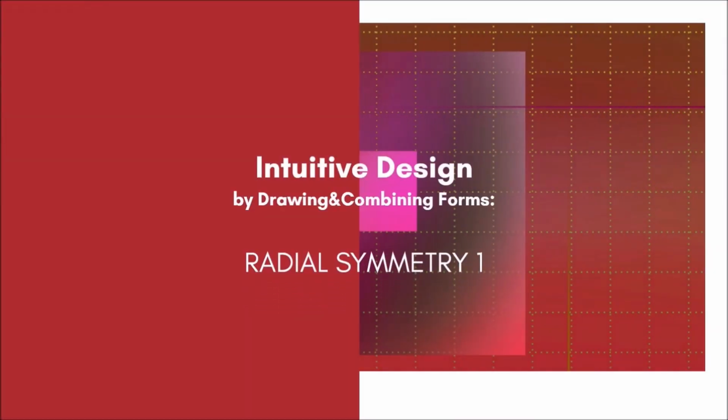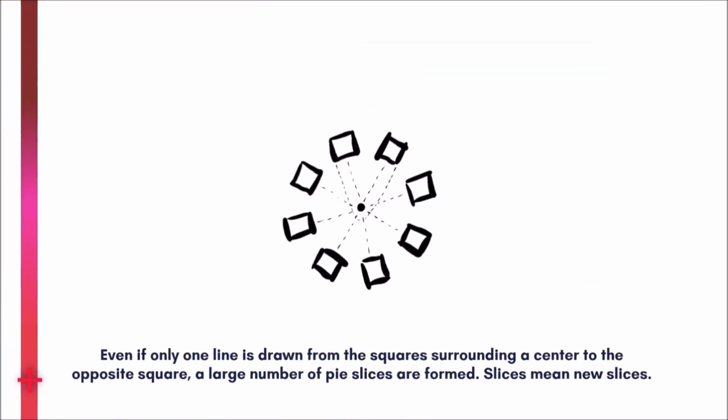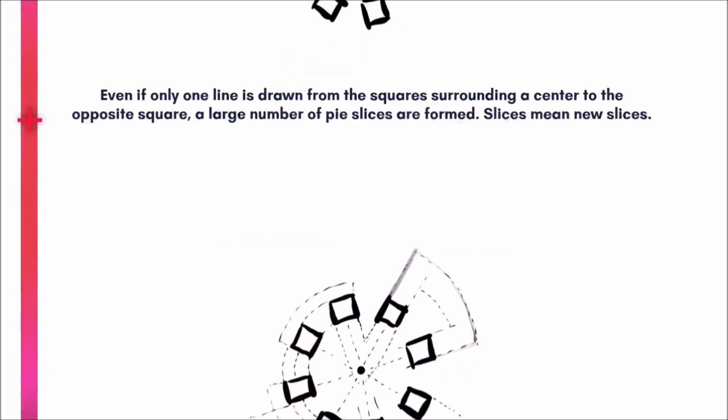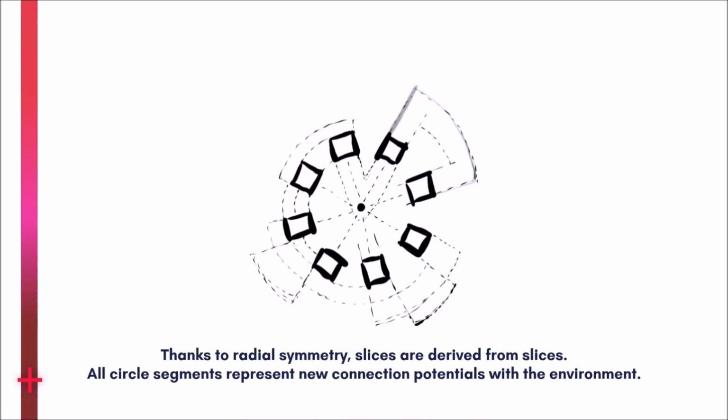Intuitive design by drawing and combining forms, radial symmetry 1. Even if only one line is drawn from the square surrounding a center to the opposite square, a large number of pie slices are formed. Slices mean new slices. Thanks to radial symmetry, slices are derived from slices.